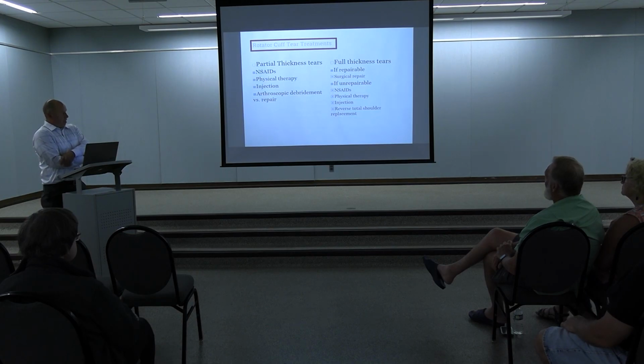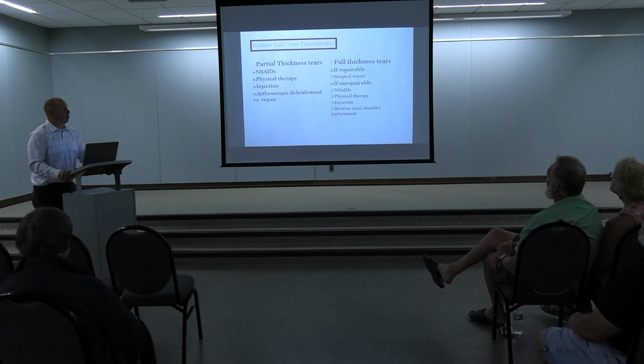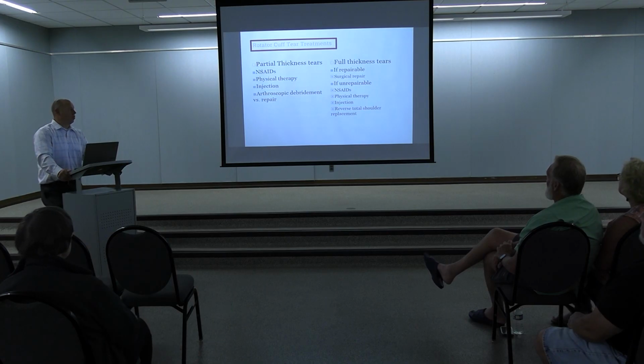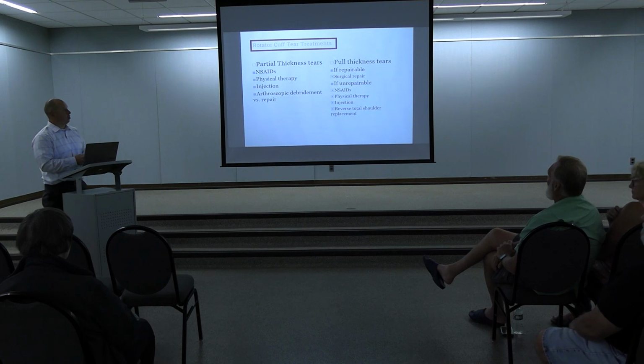Now with full thickness tears, if it's repairable, we try to repair those surgically as often as we can, because those will usually progress and become worse, making it difficult to repair later. And it can also lead to instability of the glenohumeral joint, or the ball and socket joint. The ball starts to move up in the socket, and if it moves up high enough, you can actually rub on the undersurface of the shoulder blade there.